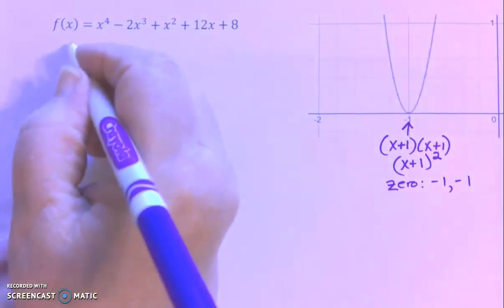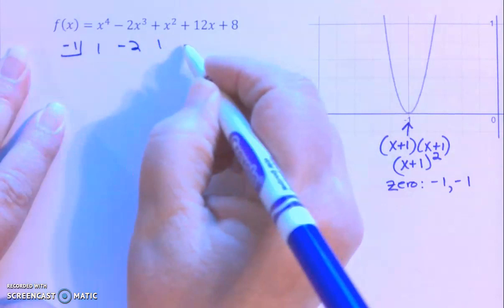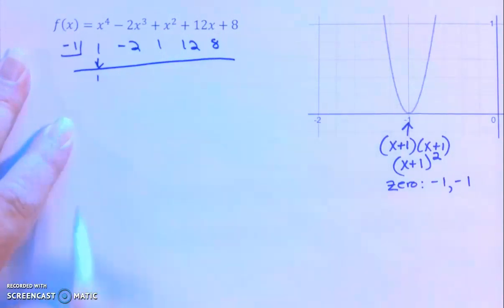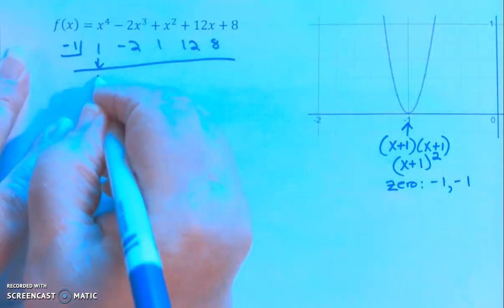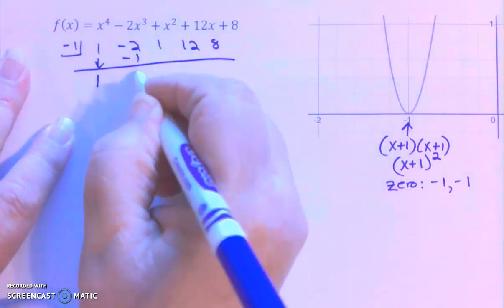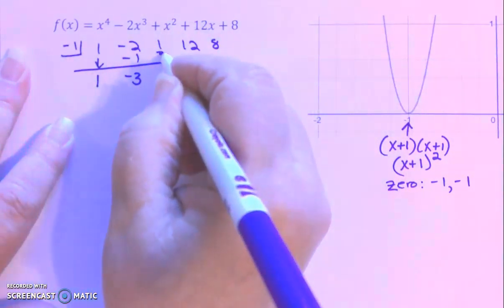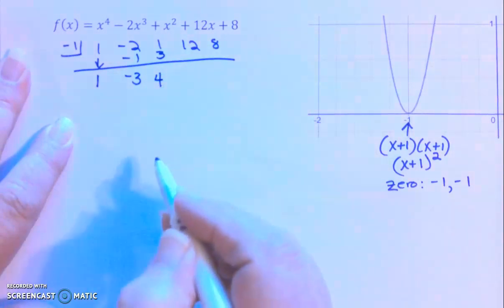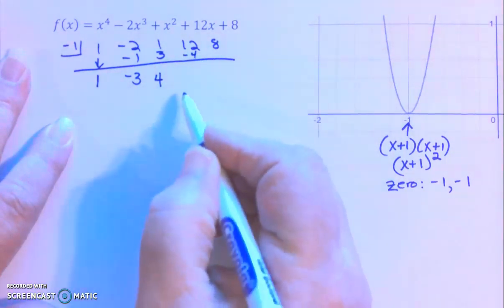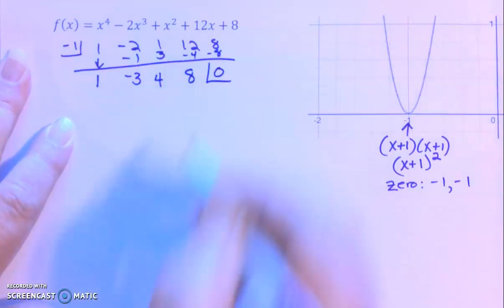So we'll use the zero of -1, our coefficients from our original polynomial function, and always bring down the first one. Kind of leave lots of room here. I'm going to try to write a little smaller. -1 times 1 gives me -1. So -3. -1 times -3 gives me a +3. That adds to 4. -1 times +4 gives me -4, which adds to 8. And -1 times 8 gives me -8, and that's a 0.